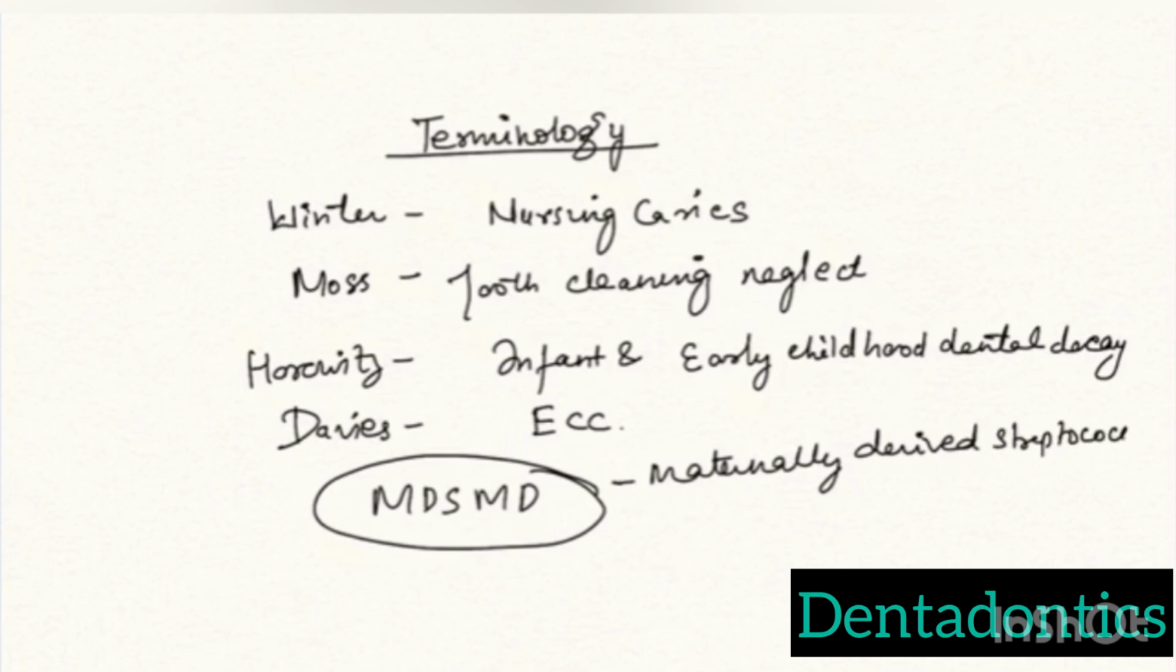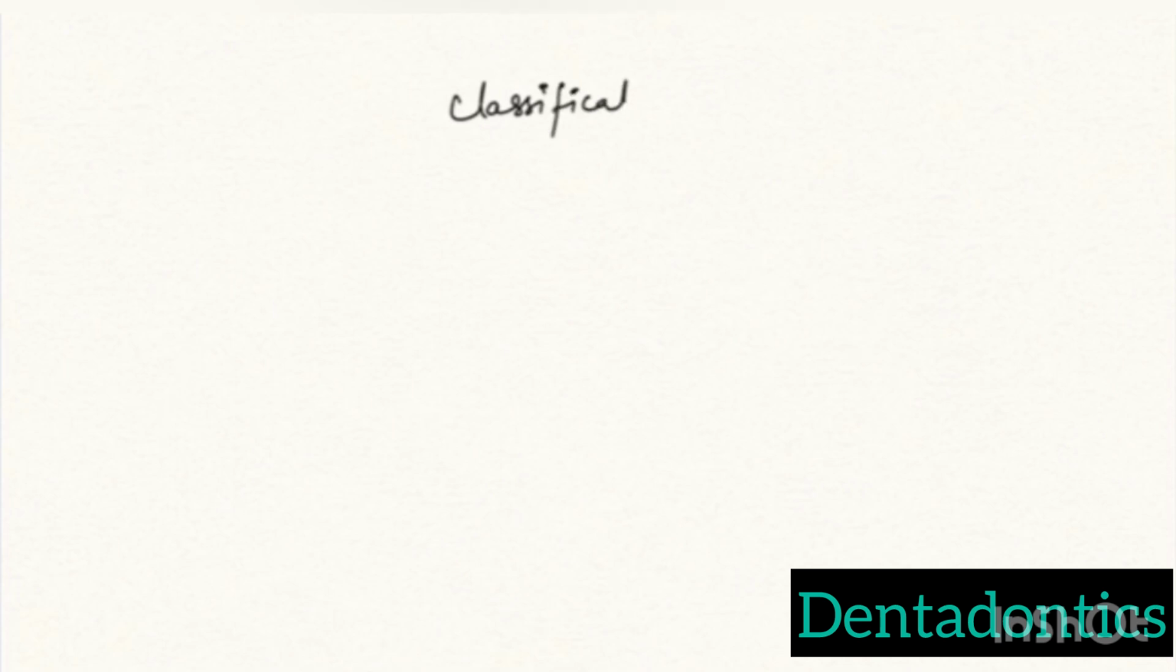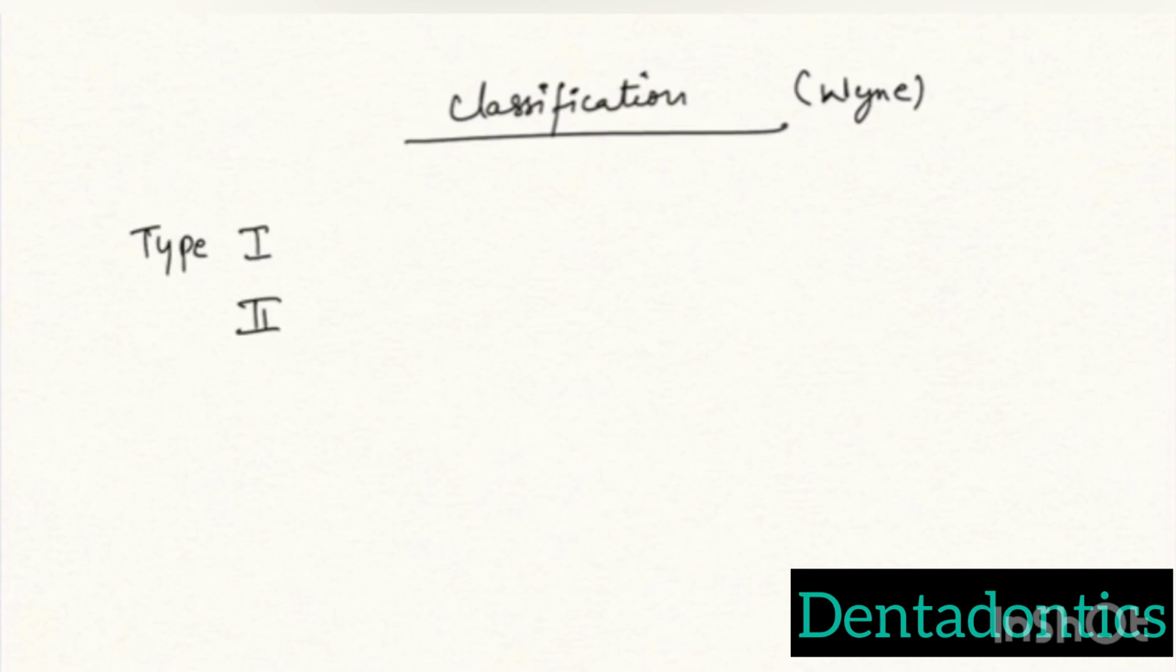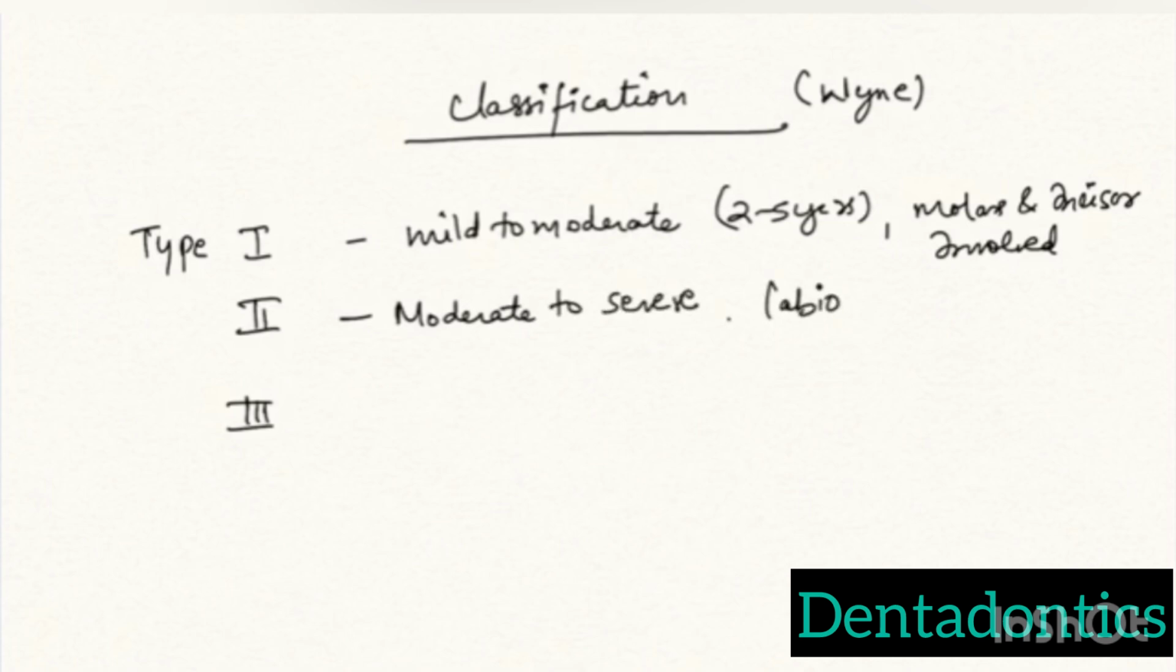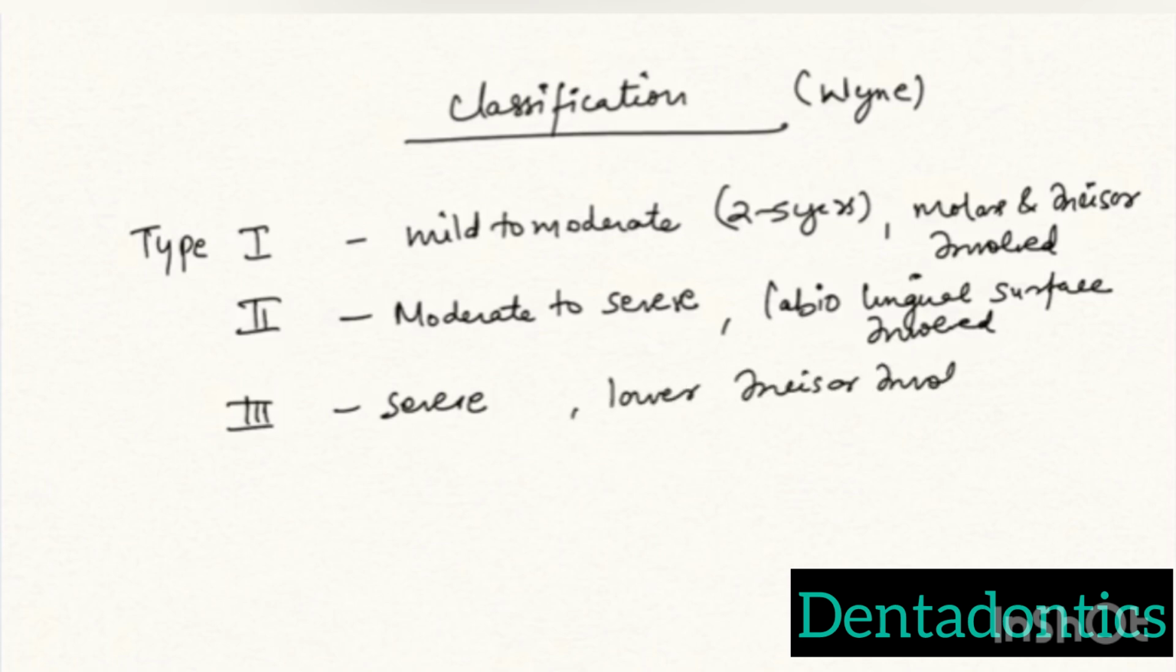Coming to the classification of ECC given by Wei, Wei classified ECC into three types, type 1, 2, 3. Type 1 is mild to moderate caries, which occurs in children of 2 to 5 years, where the isolated molar and incisor are involved. Type 2 is moderate to severe, where the labiolingual surface of the maxillary anterior is involved. Then type 3 is severe, where the tooth is severely destructed and the lower incisor, which is generally resistant to caries, is involved.